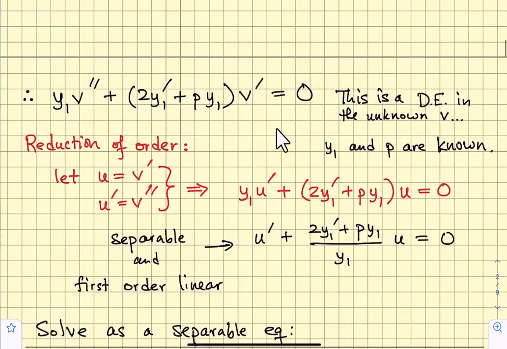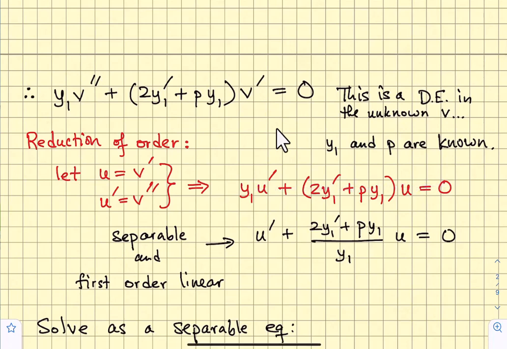If you look at this a little bit more closely, the red equation, if you divide through by y1, and remember that y1 is known, so y1 prime is known, and p is known, that means this entire coefficient function is known. If you look at this equation, this is a first order equation in the unknown u. In fact, it's a separable equation, but it's also a first order linear equation. So we can use either of our chapter 2 techniques to solve this equation for the unknown u.